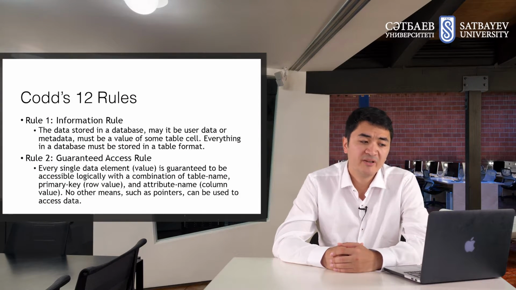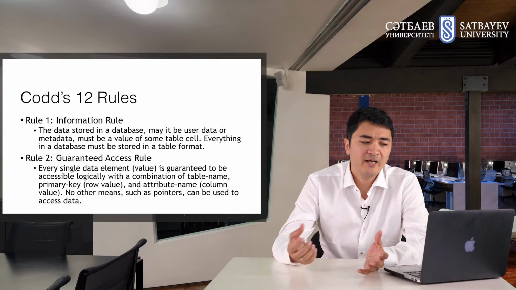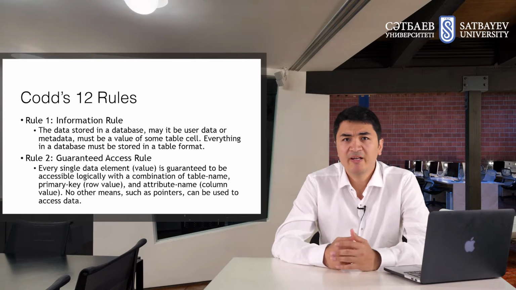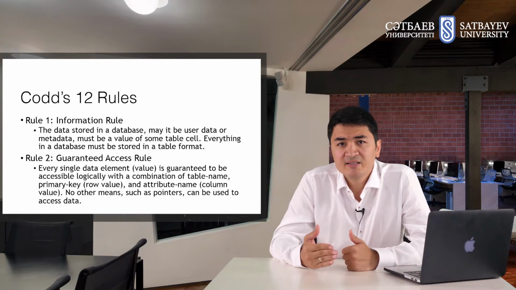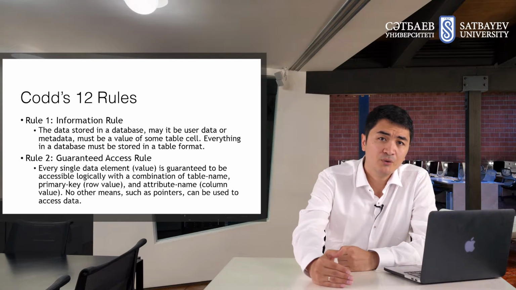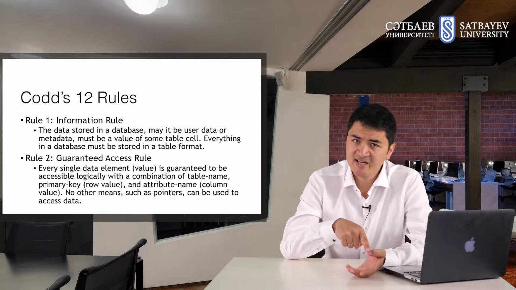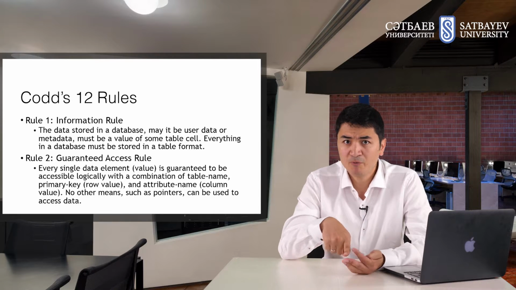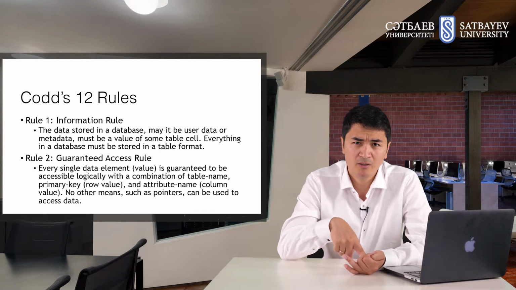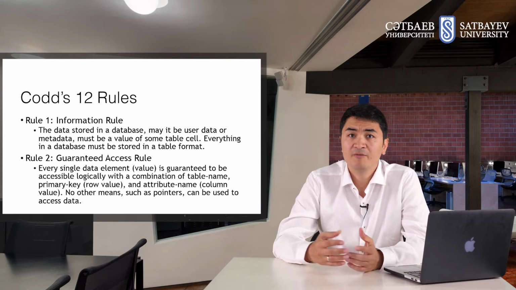The first rule, the information rule. The information rule says that everything in the database must be stored in table format. And the guaranteed access rule is the second rule, which says that each time you address a necessary value or piece of information, you can address it by knowing the table where it resides, the number of the row where it resides, and the columns that you would like to extract as the features.